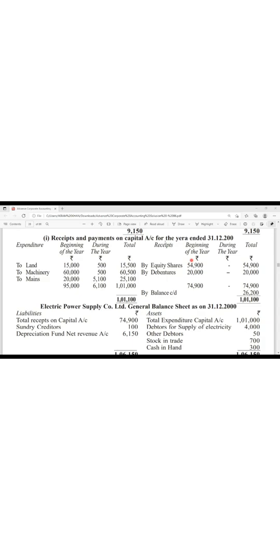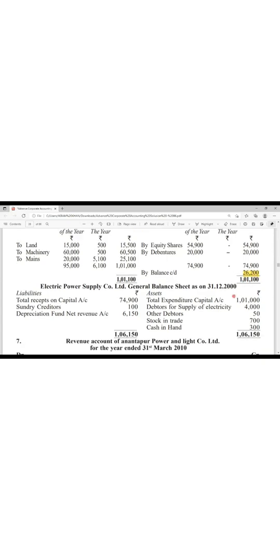Then this 26,200 is the balancing figure. You will be writing the total here, and you will be writing the balancing figure here. That should be carried forward to the general balance sheet of the company. Okay. Here comes the general balance sheet.